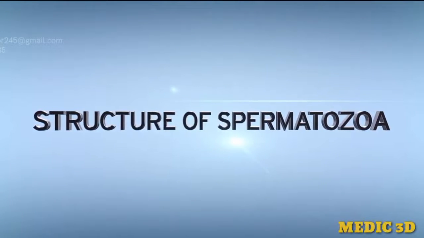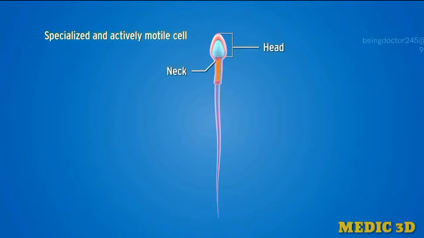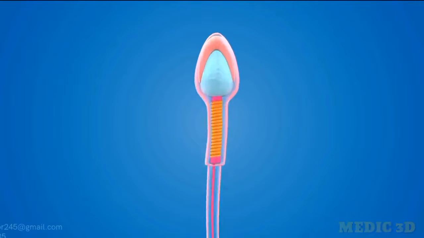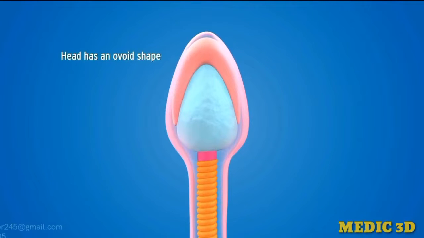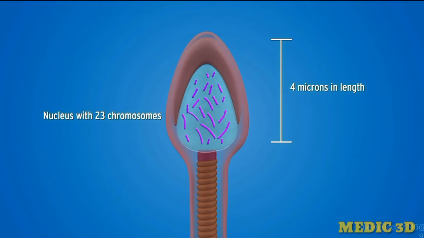Structure of spermatozoa. The mature spermatozoon is a specialized and actively motile cell. It is composed of head, neck, middle piece, and tail or principal piece. The head has an ovoid shape that measures about 4 microns in length. It contains a nucleus with 23 chromosomes, that is, 22X or 22Y chromosomes.